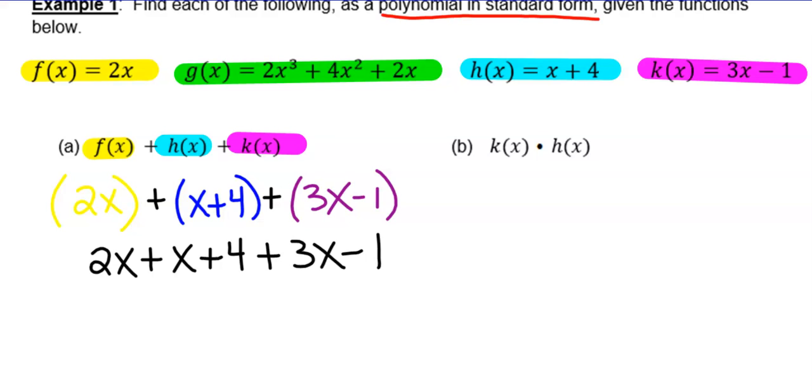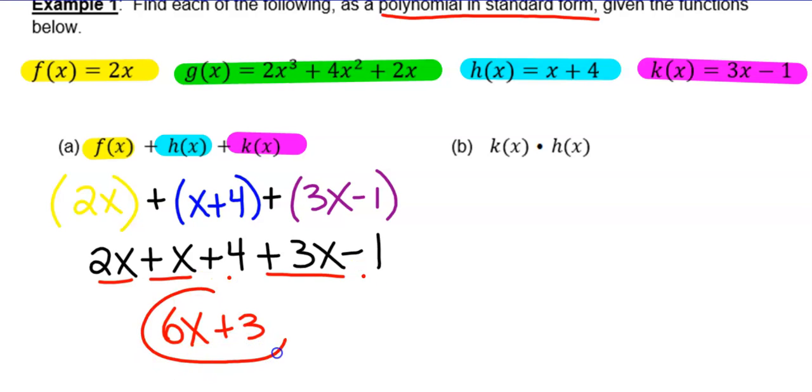And now I'm going to follow directions, which is to write it as a polynomial. This is a polynomial, but it's not in standard form. It has to be written with all the like terms combined. So then I'm going to add like terms. I have 2x and x and 3x, which is 6x. And then 4 minus 1 is 3. And that is your final answer.